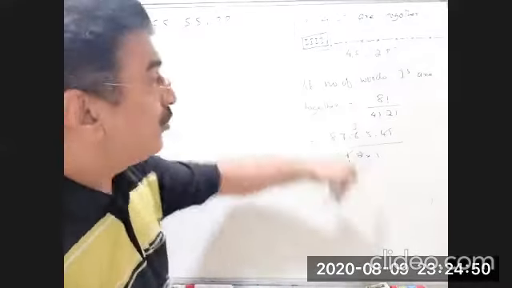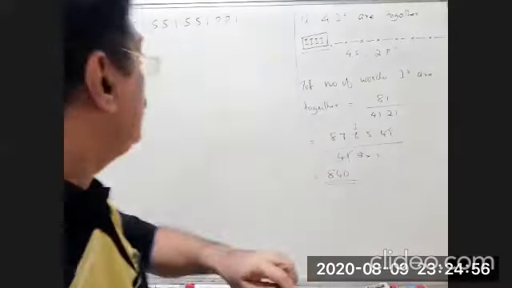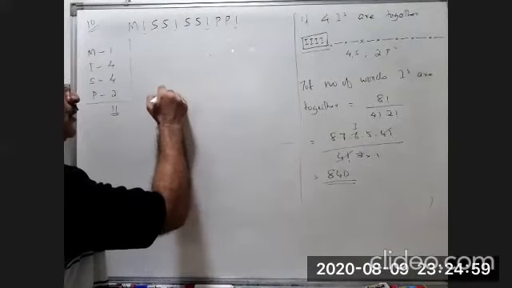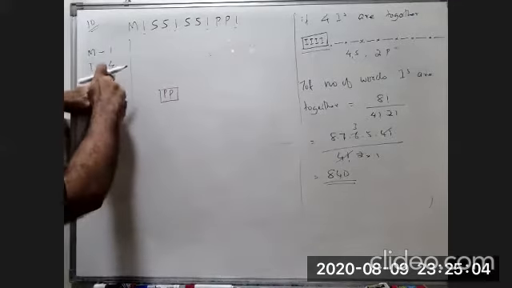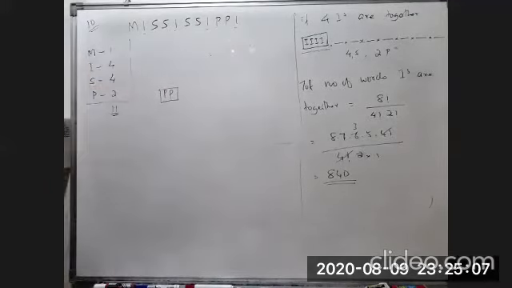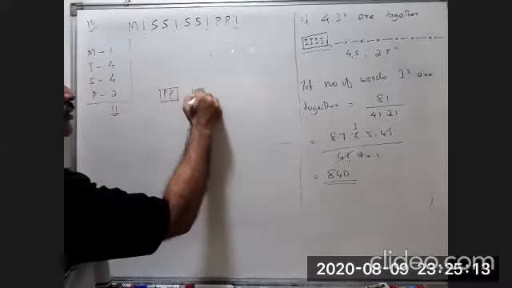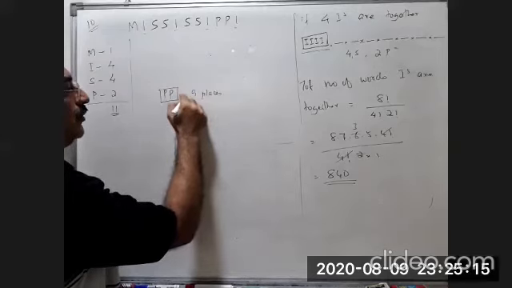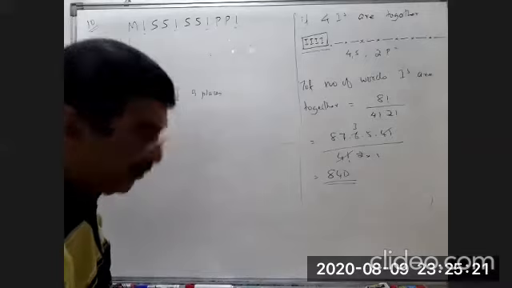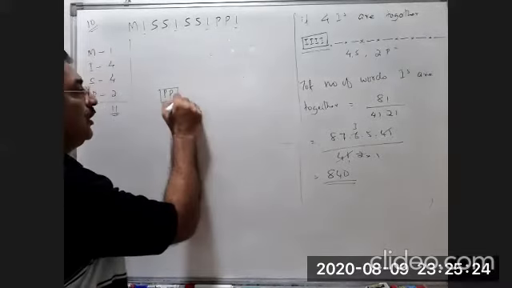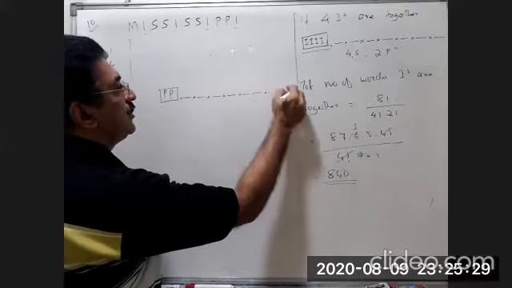Same question: if the number of words where P's are not together, this 2 P's will act as 1. This 2 P's are gone. Remaining 4 plus 4 plus 1, 9. So remaining 9 places. So this 9 plus 1, in all we have 10 places. Remaining 9 places I will mark: 1, 2, 3, 4, 5, 6, 7, 8, 9.